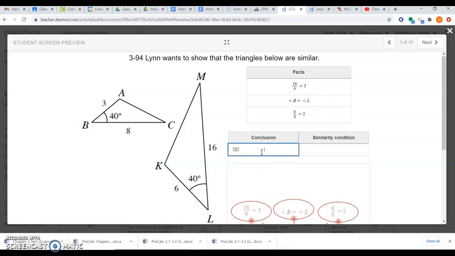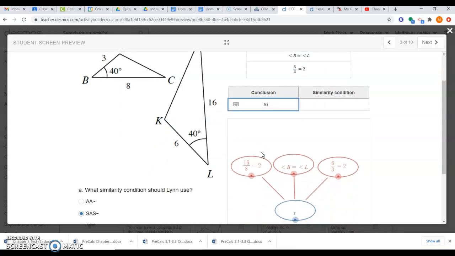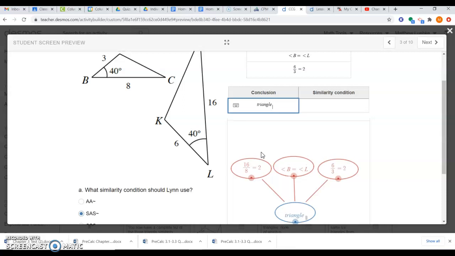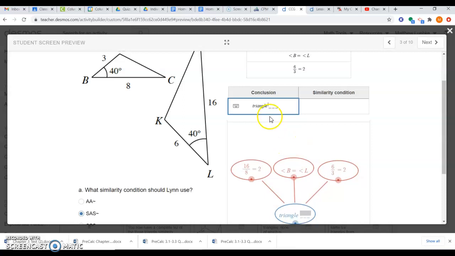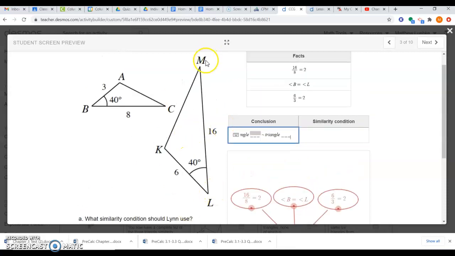I'm going to draw my conclusion. My conclusion is always a similarity statement. So triangle, and I'm going to leave these blank so you can fill them in for yourself. Triangle blank, blank, blank is similar to, I want to go back up here, is similar to triangle blank, blank, blank. Okay, and remember, the order of that similarity statement matters. So if you say triangle LKM, you need to match that with the other one. And the condition we said was going to be side, angle, side.